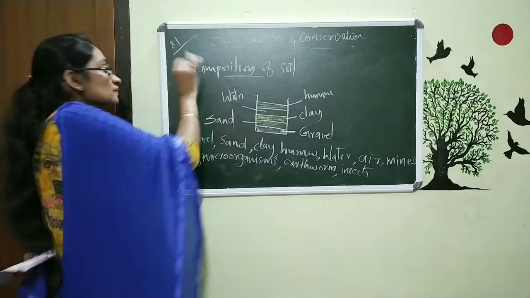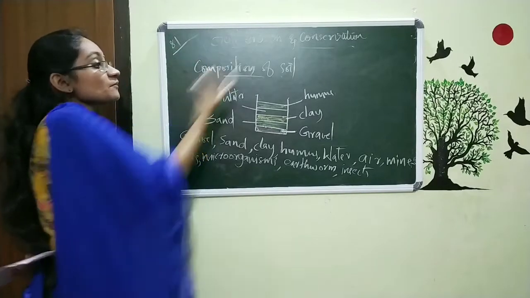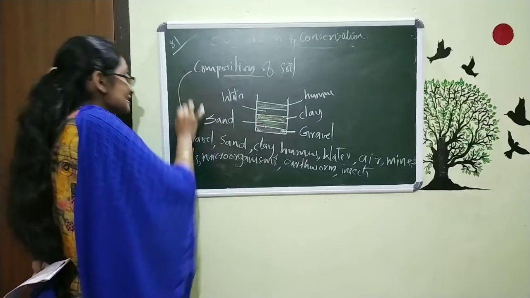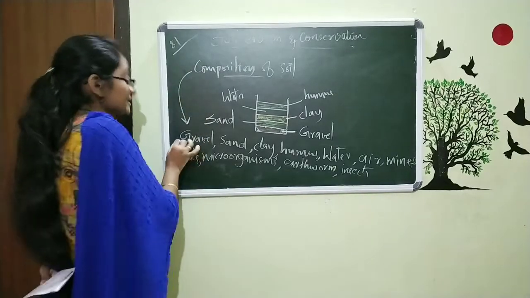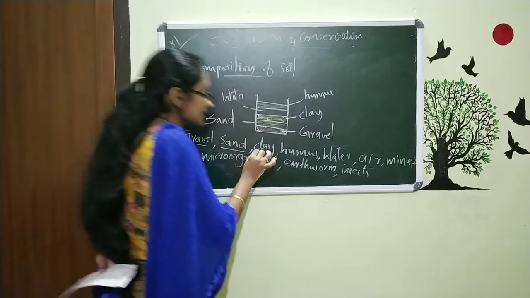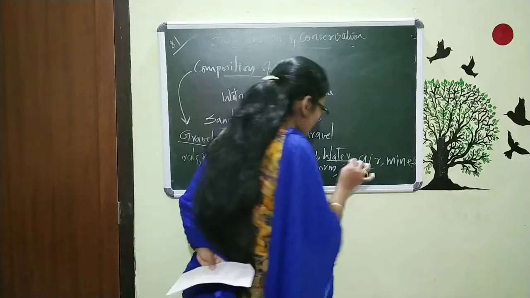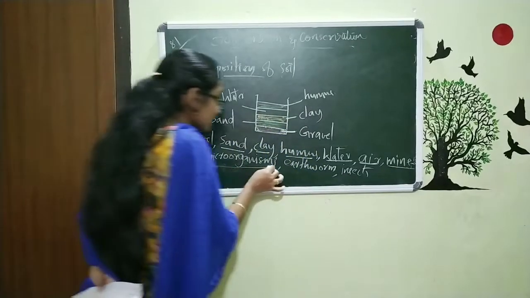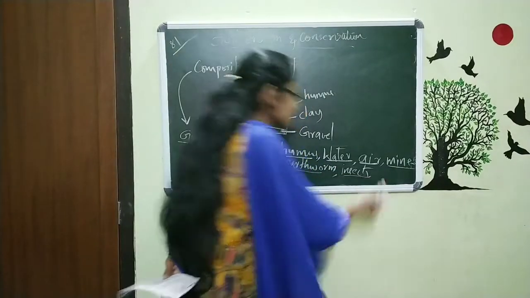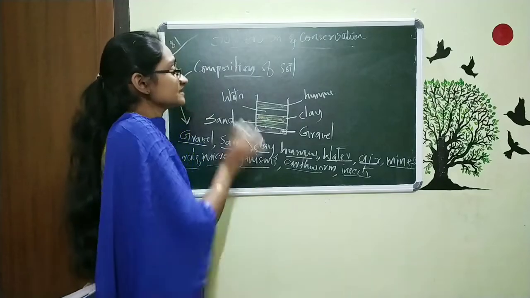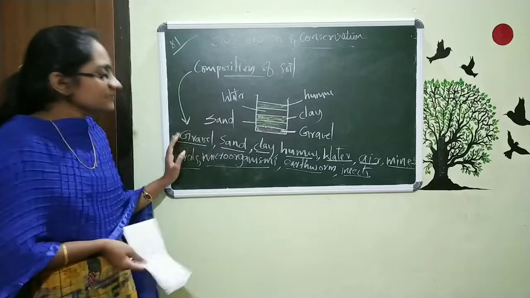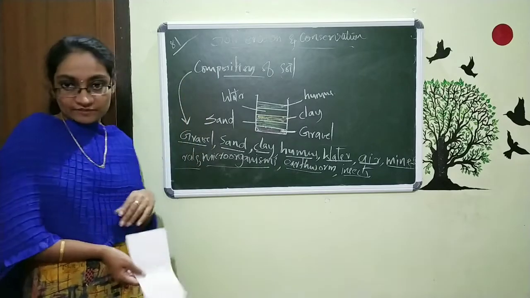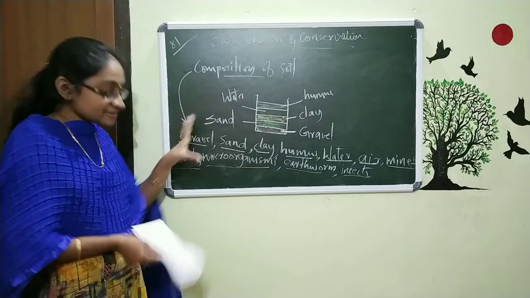So, the question, what is the composition of soil or what is included in soil, the answer is this. It contains gravel, sand, clay, humus, water, air, minerals, microorganisms, earthworms, insects, etc. So, just remember these names of the things that are included in the soil. That's the aim of this section.